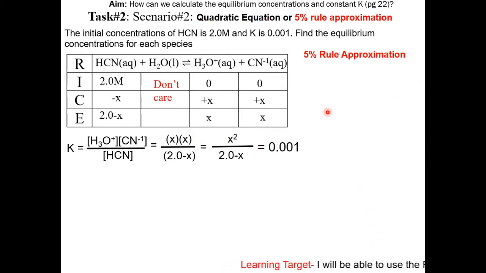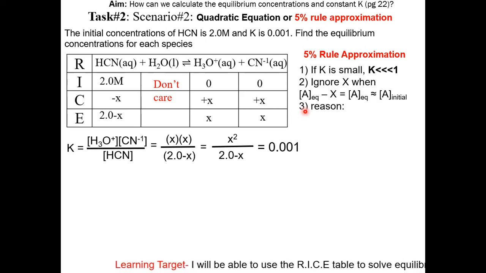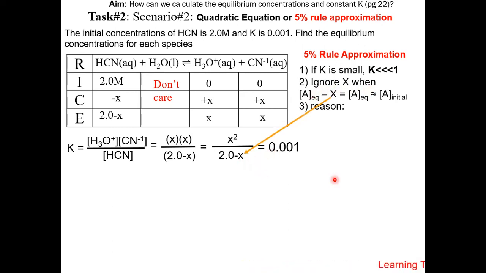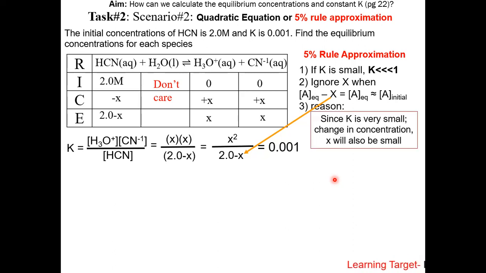For the 5% rule approximation, it is easier than the quadratic equation because it requires less math. There are limitations though. For the 5% rule, you can only use it if K is very small. K has to be less than 1. If that is true, you can ignore x when there's a number subtracting x, as you can see here. The reason why you can do this is because if K is very small, the change in concentration, which is x, will also be very small. So a number minus a very small number will be about the same.